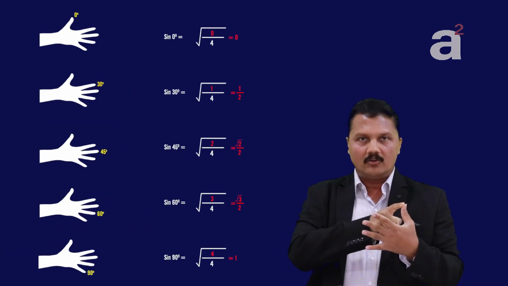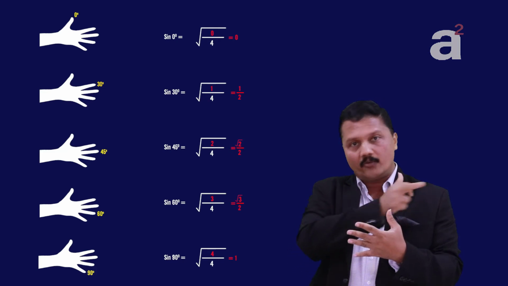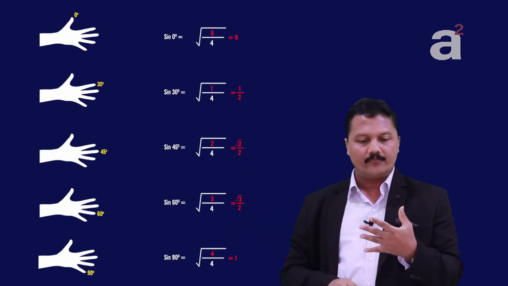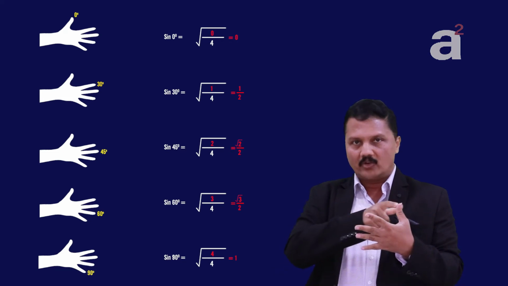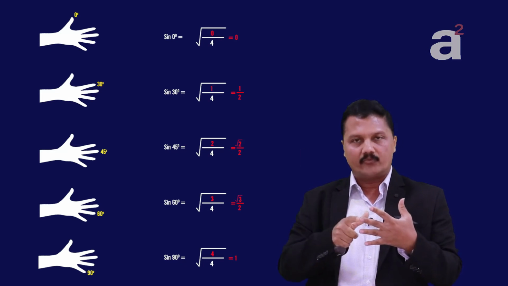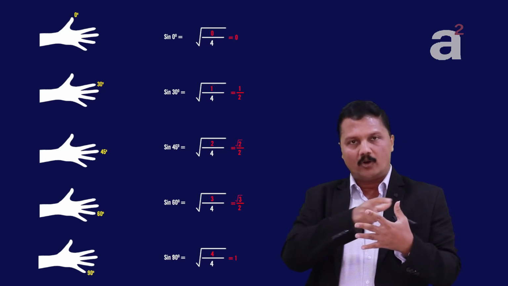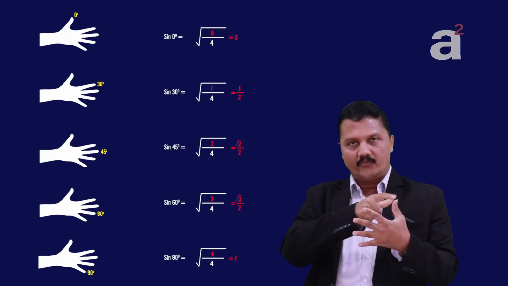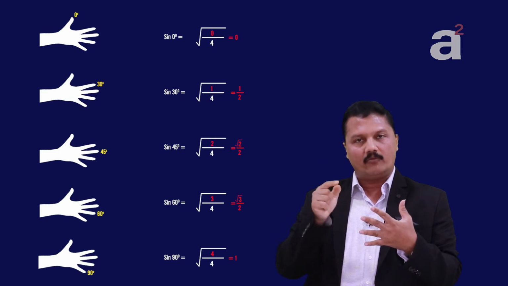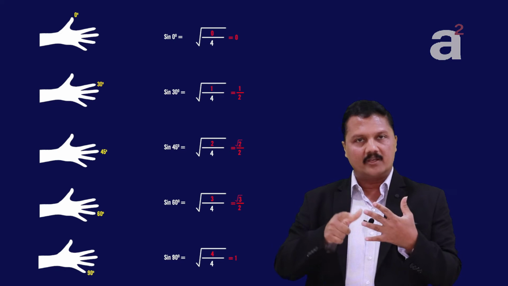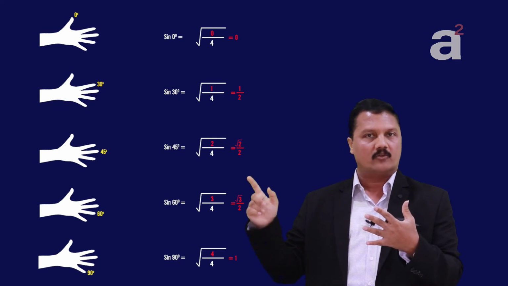Sine 0. Above this finger, 0 fingers. So 0 by 4 inside square root. That is 0. Above this one, there is only 1. So sine 30 is square root of 1 over 4, which is 1 by 2. Sine 45 is square root of 2 over 4, which is square root 2 over 2. Above this, 3 fingers. So square root of 3 over 4, which is root 3 over 2. Above this one, there are 4 fingers. So 4 over 4, which is 1. Square root of 1 is 1.